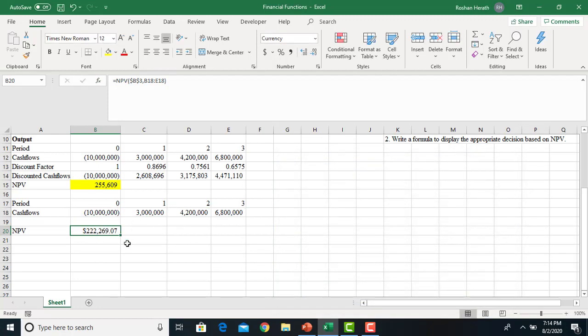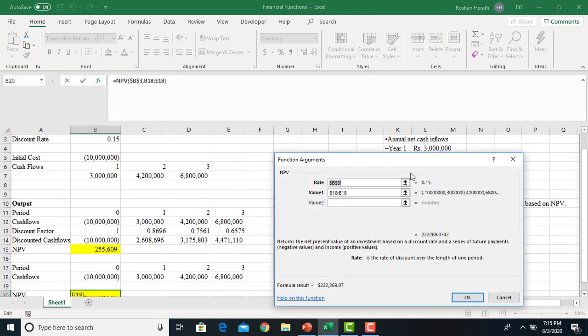It gives you a result that is different from the result what we have obtained earlier. Now you can see the discrepancy is there. But we have applied the NPV. We have very correctly applied the NPV function. So nothing wrong with that. We have specified the rate and the values.